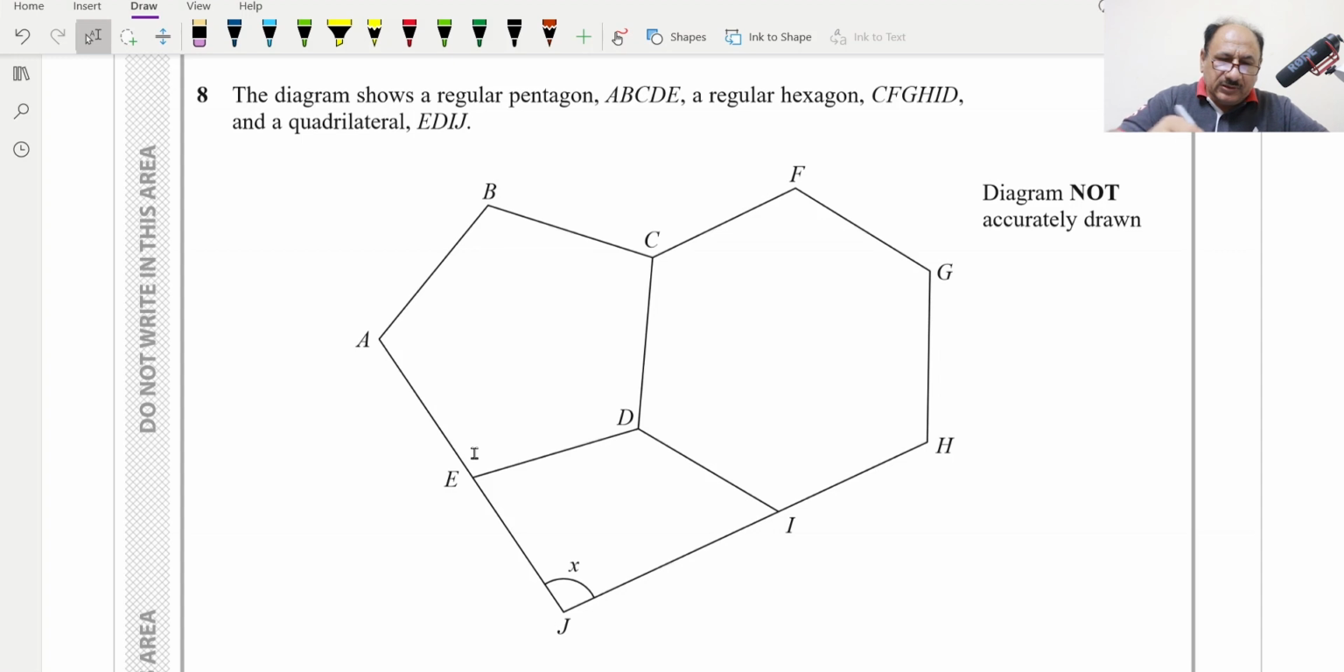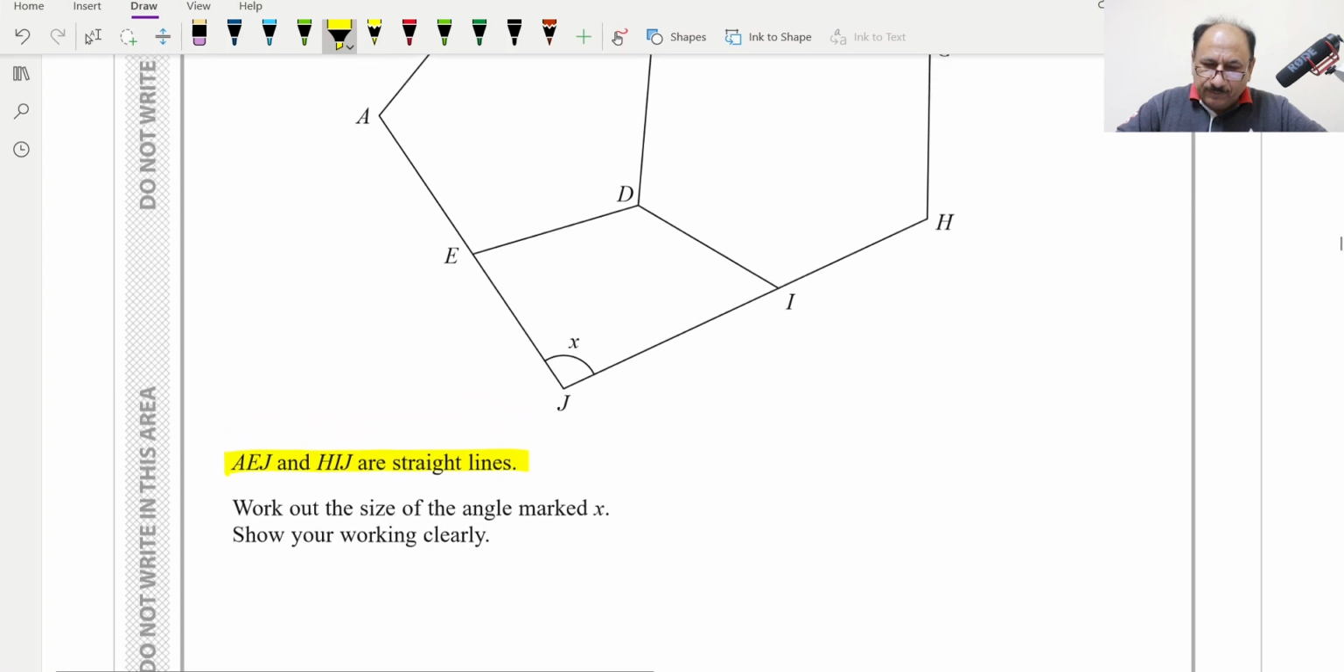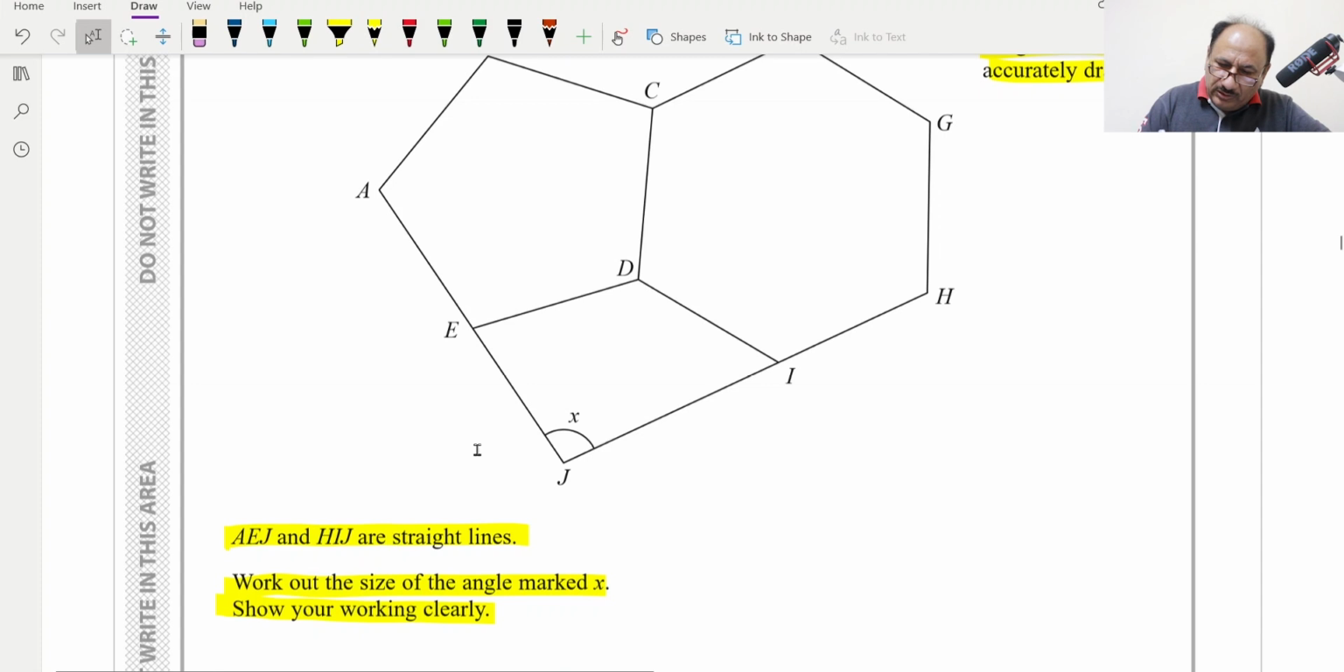Now this is question number 8. The diagram shows a regular pentagon ABCDE, a regular hexagon, and a quadrilateral. The diagram is not accurately drawn. AEJ and HIJ are straight lines. Work out the size of the angle marked x. Show your working clearly. So for this one, x is over here, which we have to find.